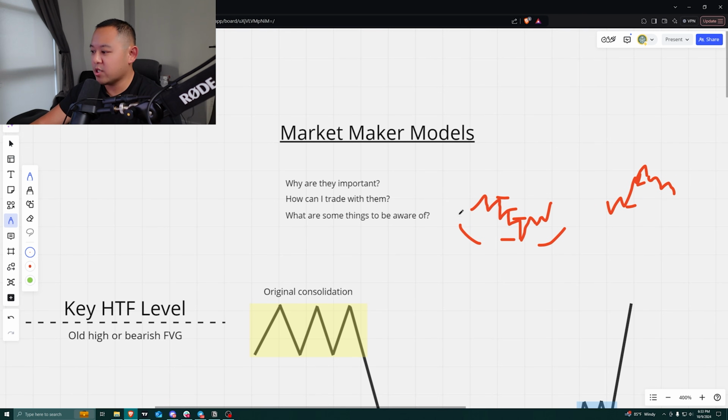So really we're just looking at overall market structure and the flow of the market. So we're going to have markup and markdown phases. We're going to have original consolidations. And then we're just going to have periods in between where it's maybe reaccumulating or redistributing price. And then it's going to make another run towards that higher time frame level.